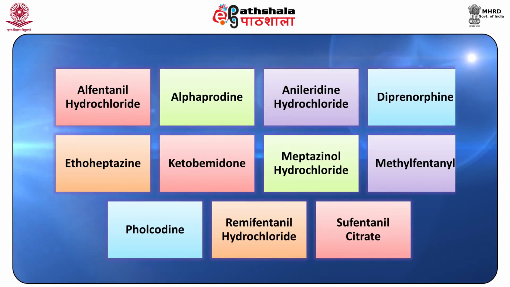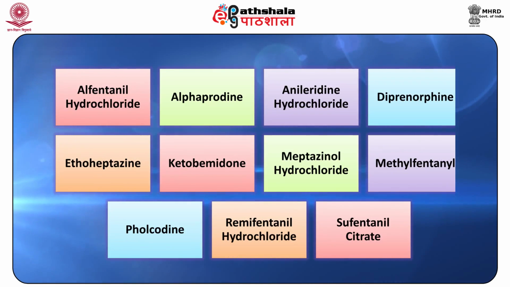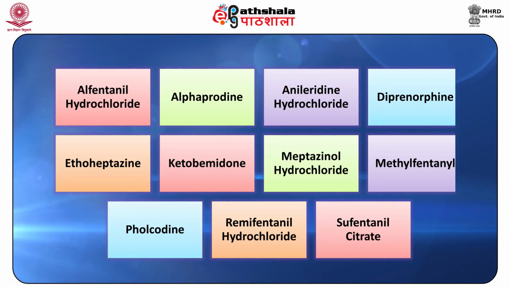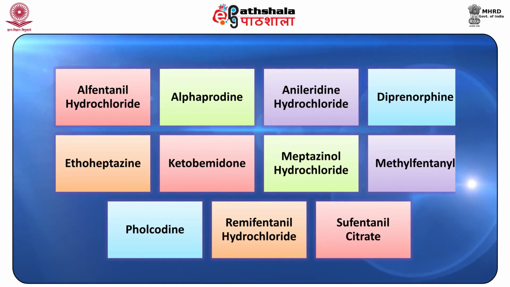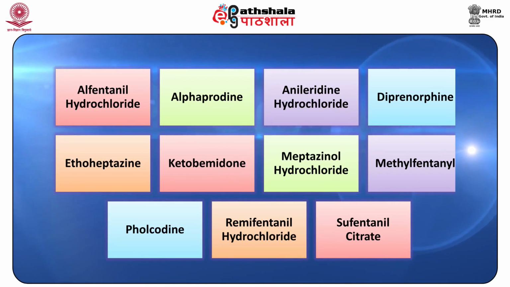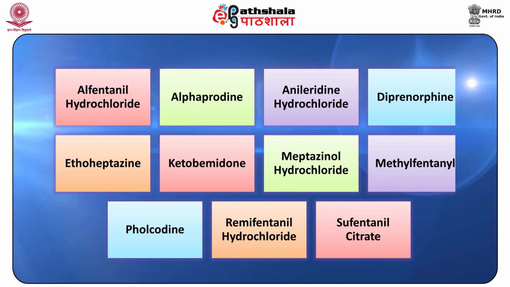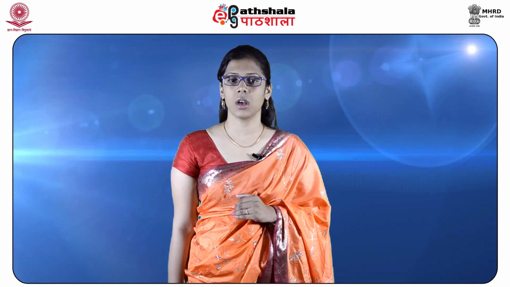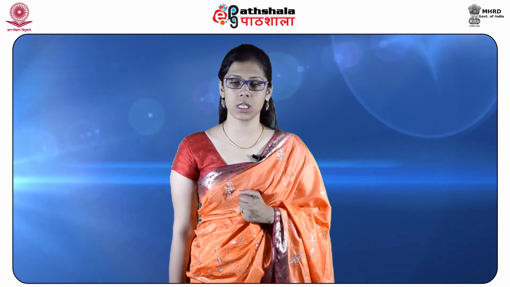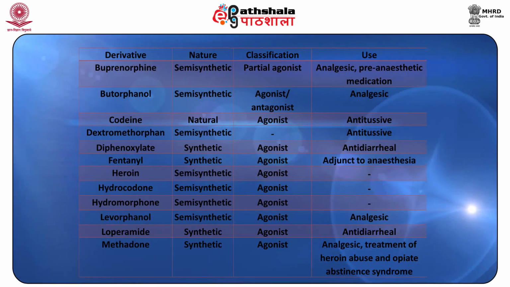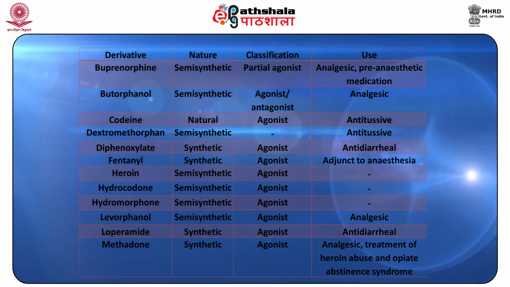Examples of other derivatives include alphentanyl hydrochloride, alphaprodine, anileridine hydrochloride, diphenoxylate, ethoheptazine, ketobemidone, metazocine hydrochloride, methylfentanyl, pholcodine, remifentanil hydrochloride and sufentanil citrate. Opiates have tremendous pharmacological importance and are used for various therapeutic purposes. Pharmacological uses of opiates: derivatives, nature, classification, use.